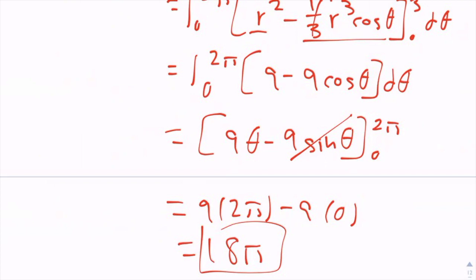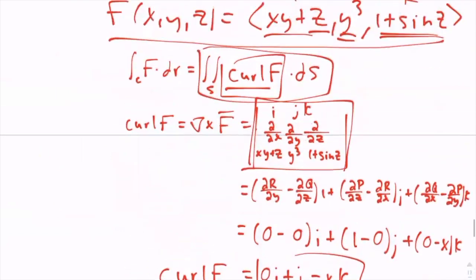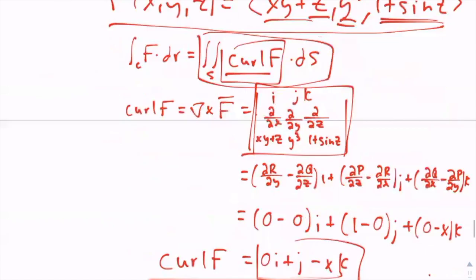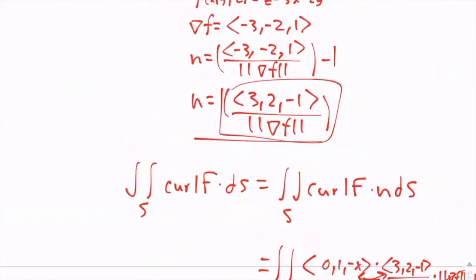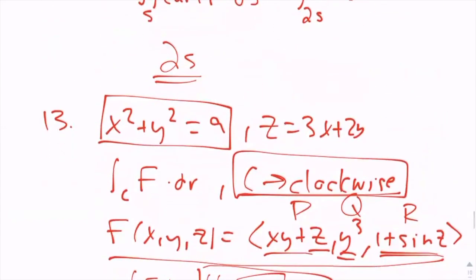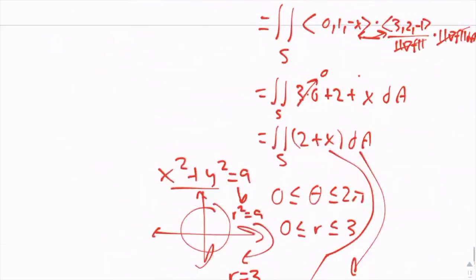Let's make sure that our answer is right. Scrolling all the way up, let's see what the problem tells us. It tells us that C is clockwise, so that should tell us that we need to take the negative out of our normal vector, which we did right here. So that's good. We also know that x squared plus y squared is equal to 9, so when looking at the xy plane, we're going to get a circle. So we should be using polar, which again, we did go ahead and do.